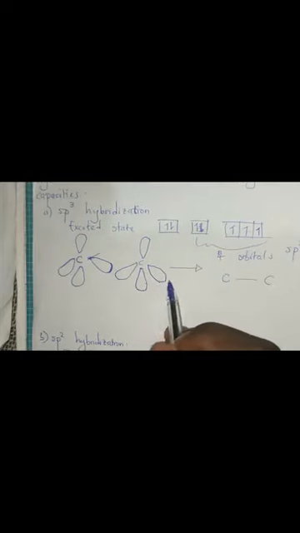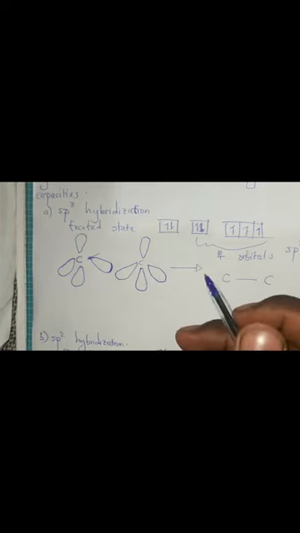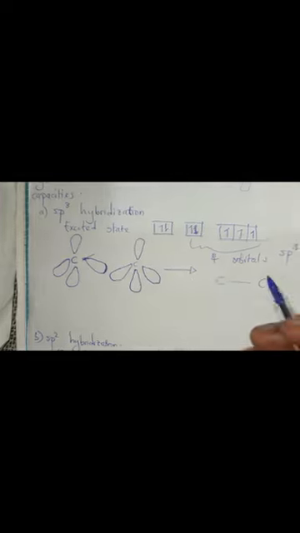So we have this carbon and another carbon atom. If you look at this, we just have one overlapping here. So we just have one bond. And now these other sp3 orbitals here will be free to bond to other atoms. So here you can have it bonding to hydrogen, to chlorine, and many other atoms.